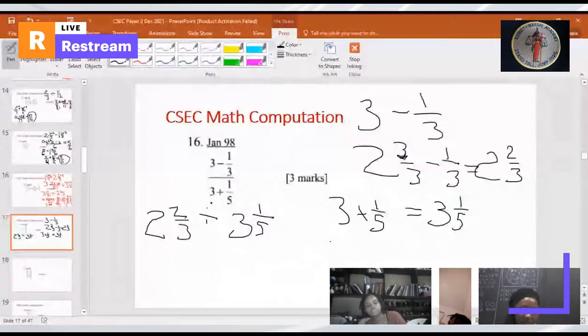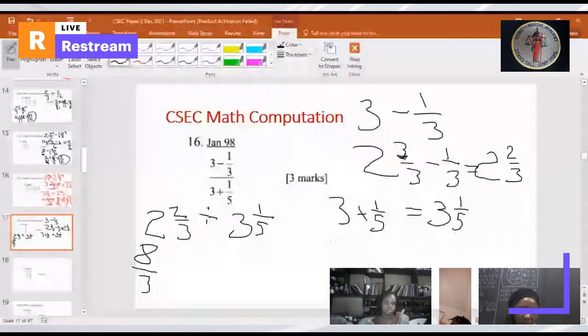Miss, we're going to change 2 and 2/3 to an improper fraction, which will give you 8/3, because 3 times 2 is 6 plus 2 is 8. We're going to change the division to multiplication, and then we're going to change the 3 and 1/5 to an improper fraction and then invert it. 5 times 3 is 15 plus 1 is 16 over 5. And we invert it, which is 5 over 16. Yes, Miss.